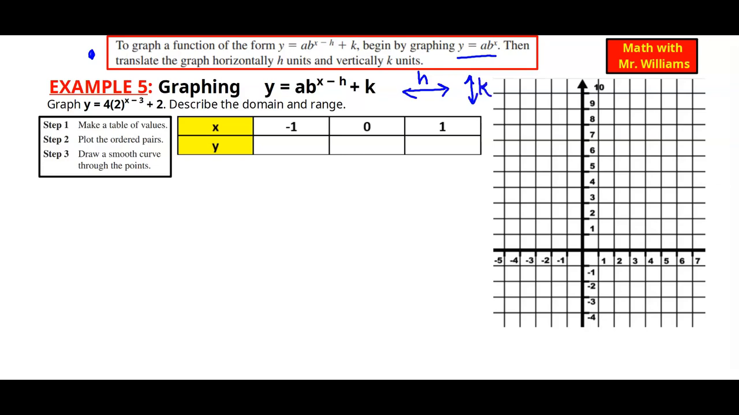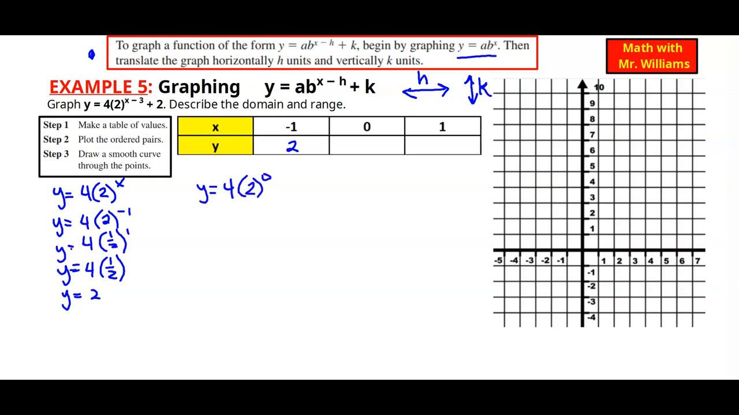So the first thing we're going to really work on is substitution again. So we're going to go ahead and graph the ab to the x exponent first. So y equals 4 times 2 to the x exponent. The first exponent would be negative 1. We know the negative exponent means that we're going to use the reciprocal of the number inside the parentheses. And 1 of anything is that number. And a half of 4 is 2. Our next one is 0. And 0 of anything is 1. And 4 times 1 is 4.